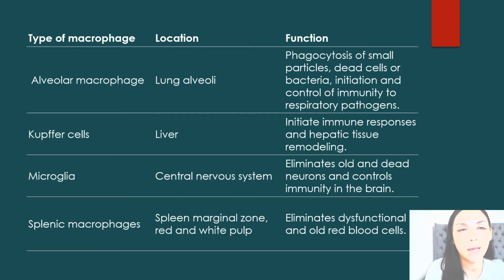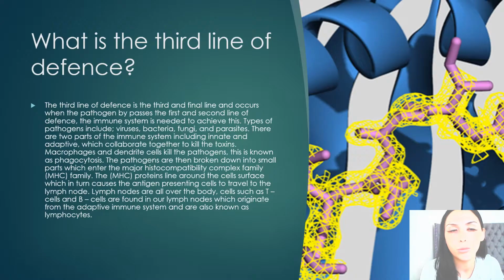Firstly, alveolar macrophage, located in the lung alveoli. Its function is phagocytosis of small particles, dead cells or bacteria, and initiation and control of immunity to respiratory pathogens. We have Kupffer cells located in the liver, which initiate immune responses and hepatic tissue remodeling. We have the microglia within the central nervous system, and its function is to eliminate old and dead neurons and control immunity in the brain. And we have splenic macrophages within the spleen marginal zone, red and white pulp, which eliminate dysfunctional and old red blood cells.